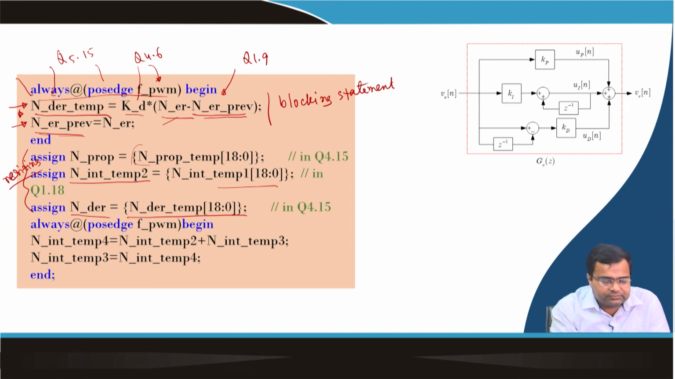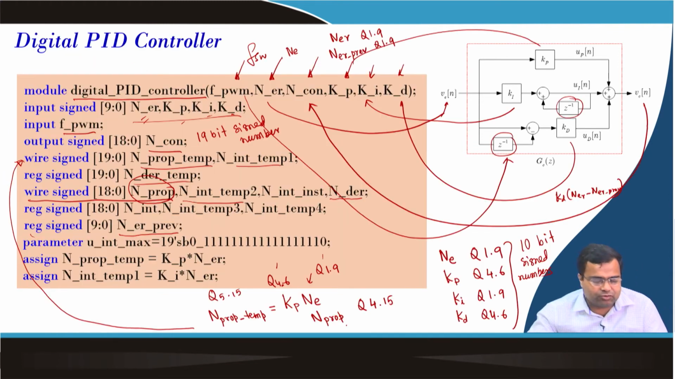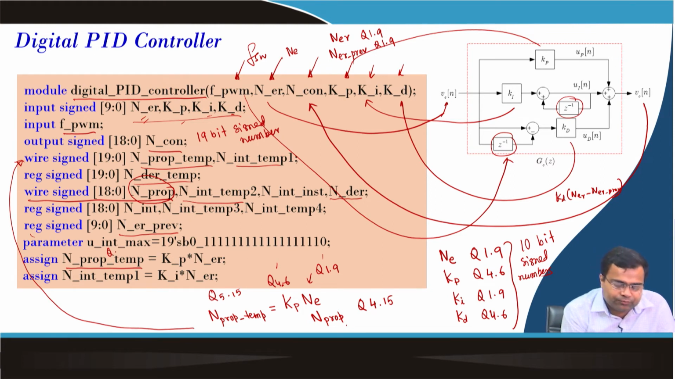Okay. Then here we are doing integral control. So, if we go back to the integral control, you will see, so this proportional we have discussed, this will be Q5.15, because this is Q4.6 and this is Q1.9.